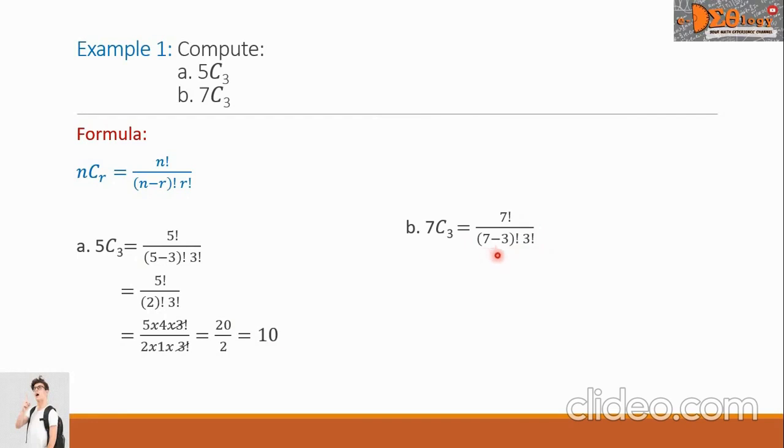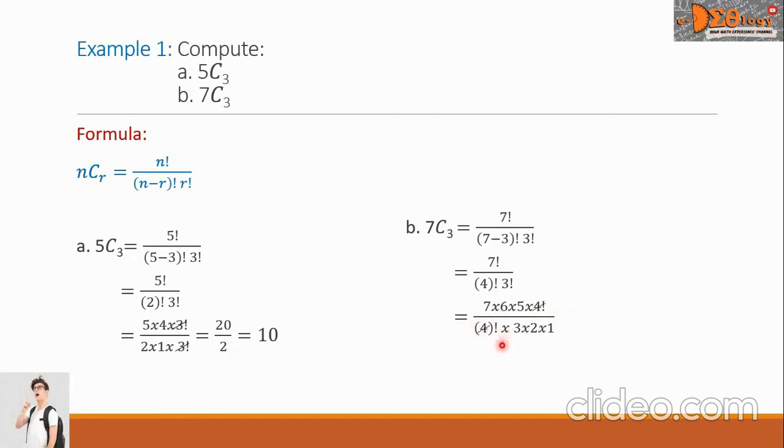Let us simplify. The 7 minus 3 will give us 4, and then let us simplify the respective factorials. On top, the 7 factorial becomes 7 times 6 times 5 times 4 factorial. In the denominator, we keep the 4 factorial as is, and then let us expand the 3 factorial as 3 times 2 times 1. We can cancel the 4 factorial in the numerator and in the denominator respectively.